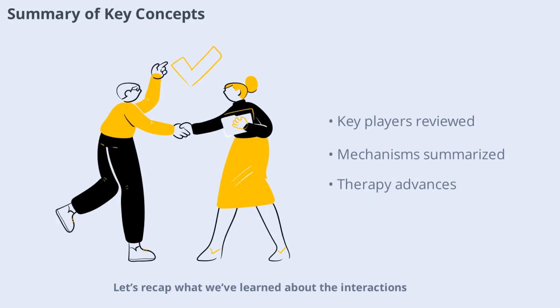Let's recap what we've learned about the interactions between the immune system and the tumor microenvironment. We've explored the key players, mechanisms of immune evasion, and the latest advances in immunotherapy. Understanding these complex relationships is crucial for developing more effective cancer treatments and improving patient outcomes.